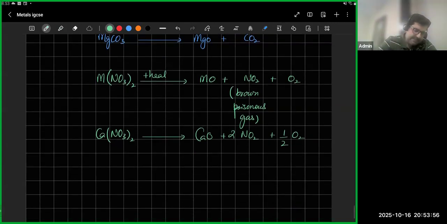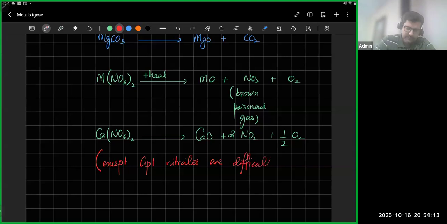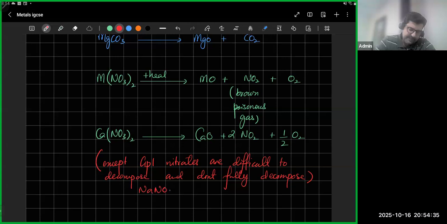और इसमें ना there's an exception. ठीक है, the exception is group 1 nitrates are pretty hard to decompose. If it's a group 1 nitrate, they are difficult to decompose, and they don't fully decompose. Example is, you have sodium nitrate, Na+, NO3-.